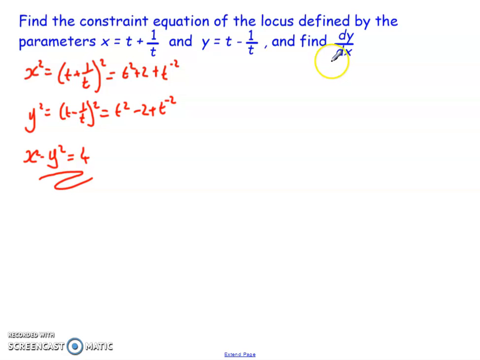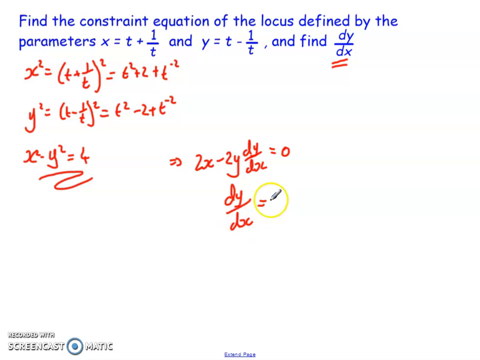The second thing it wants me to do is find dy by dx. So what we do is we treat this as implicit differentiation. We go along, differentiate every term on its own, and rearrange it. If I were to do that, what I'd end up getting is 2x minus 2y dy by dx equals 0. And if I then rearrange this, what I'd end up getting is that dy by dx equals x over y. So there you go, I've calculated dy by dx in terms of x and y for that equation.